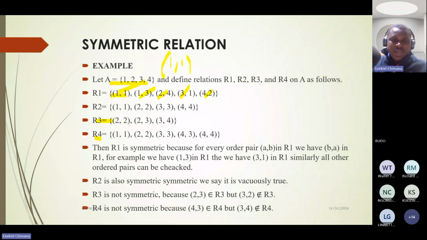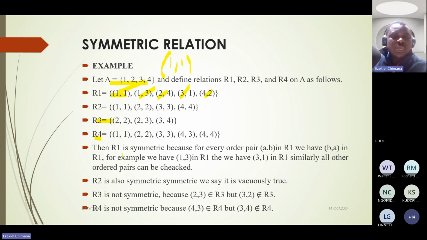Then which means R1 is a symmetric relation, because for every AB that you have in R1, you also have BA in that. So that's how you justify. You need to justify why you are saying this relation is symmetric. So that's how you justify that R1 is symmetric. And then let's look at R2.